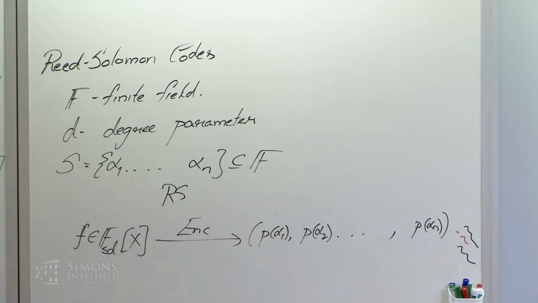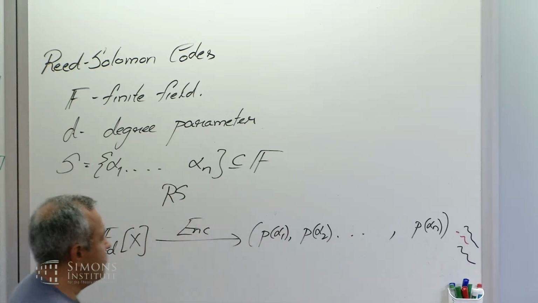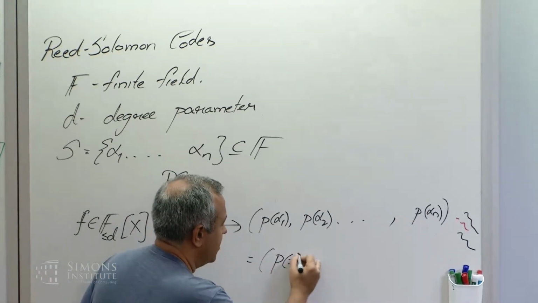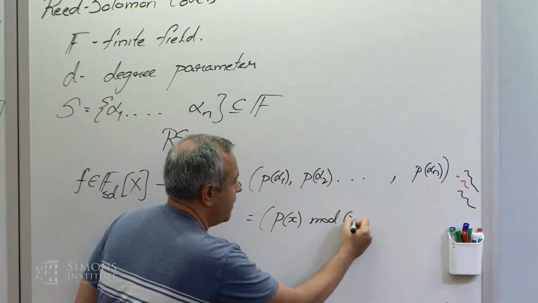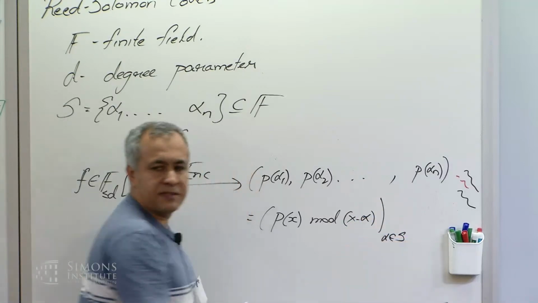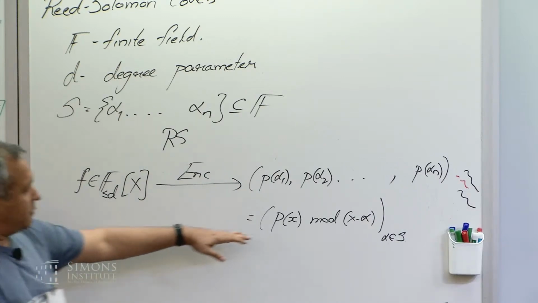It'll be convenient for me to use this notation, which I will view as P(x) mod (x minus alpha). When alpha is the same section, it'll be easier for me to define this because when I go to the multiplicity and FRS restrictions, this definition will be useful.